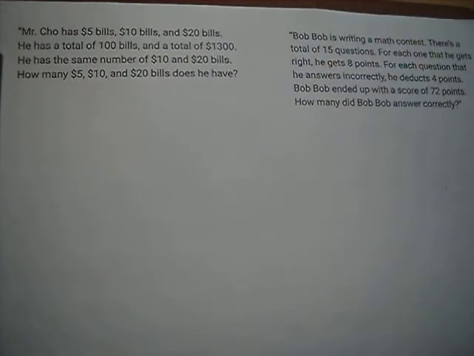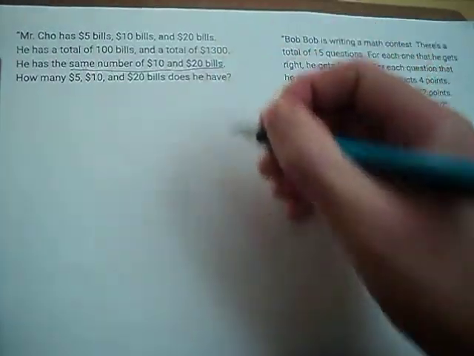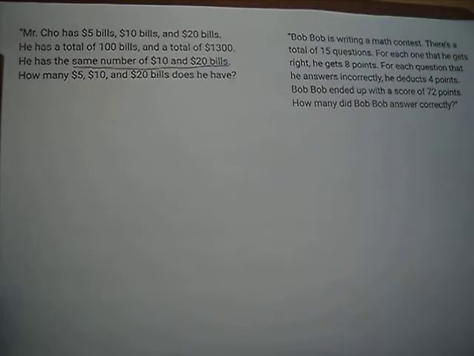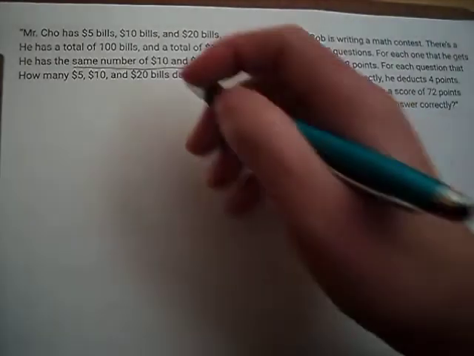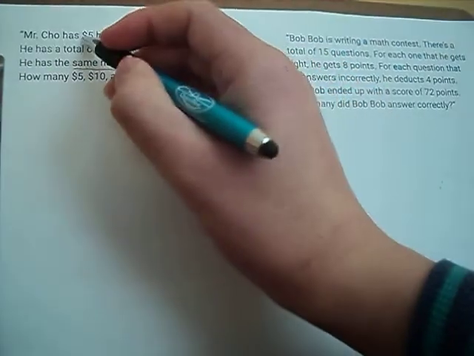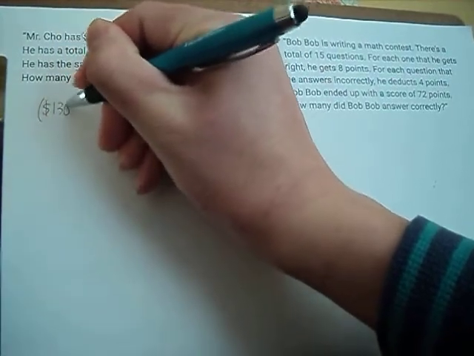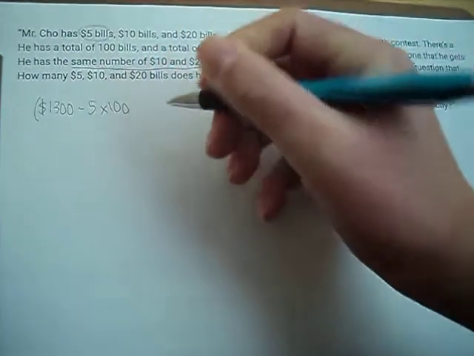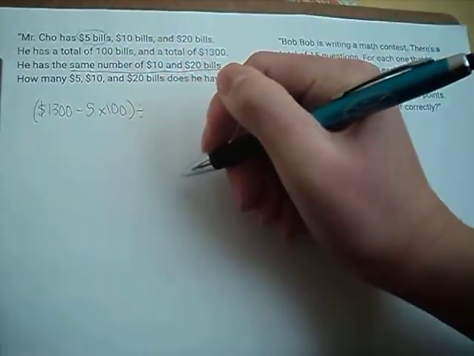So since he has the same number of $10 and $20 bills, it's going to be easier to solve for those first. So, as we said before, for the chicken and rabbit one, if you want to solve for 10 and 20, you're going to have to assume that all of them are $5 bills. So if we assume that they're all $5 bills, the big difference would be 1,300 minus 5 times 100, which is the amount of money you have if they were all $5 bills.